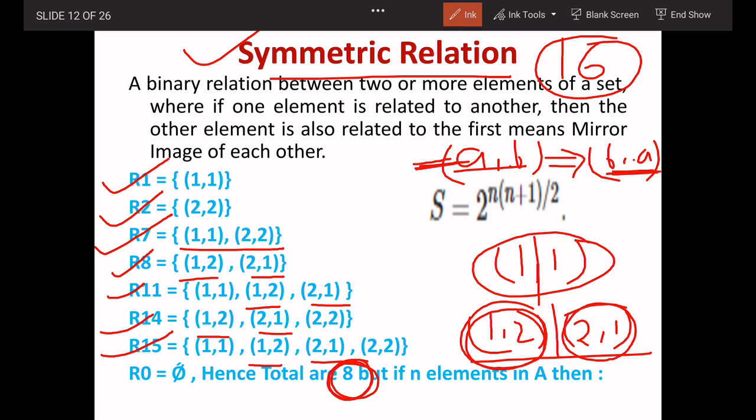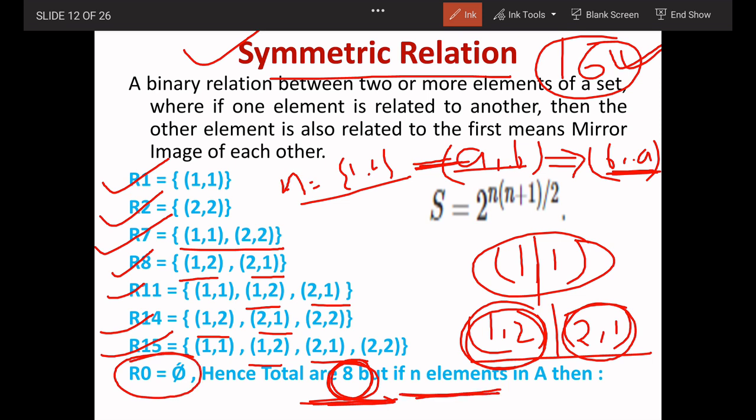Out of 16, if in my A there are only 2 elements, then the total number of relations is 16, and out of 16, 8 are symmetric. So this null relation is also symmetric. If there are a total of n elements, then the formula is this: 2 to the power n into n plus 1 upon 2. If there are a total of n elements in a set, then the total number of symmetric relations is equal to 2 to the power n into n plus 1 upon 2.